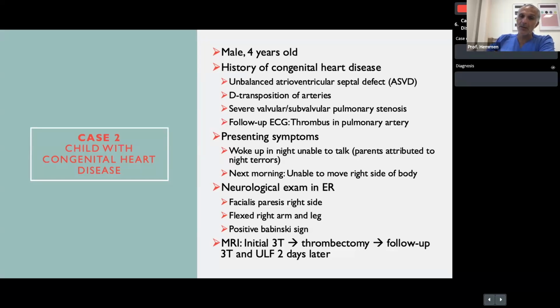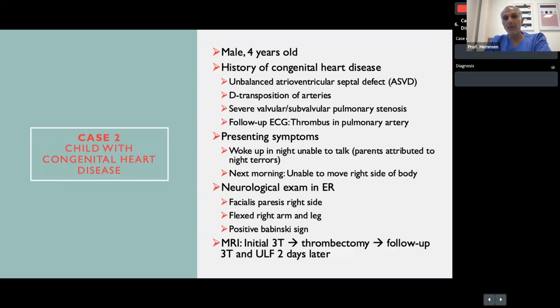And what we then saw on the neurological examination were some alerting signs for something that was going on in his brain, probably because he had facial paresis on the right side. He was really unable to move his right arm and leg. They were flexed. And he had a positive Babinski sign, which as a neonatologist wouldn't probably be something that I would be alerted by, but at 4 years I would.